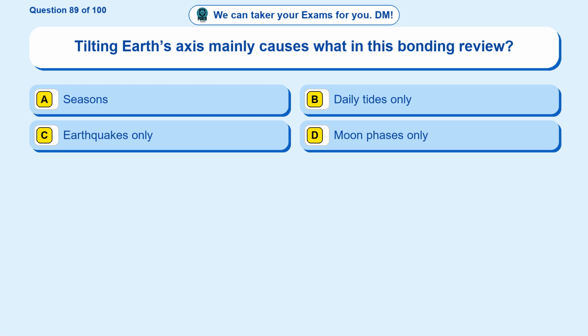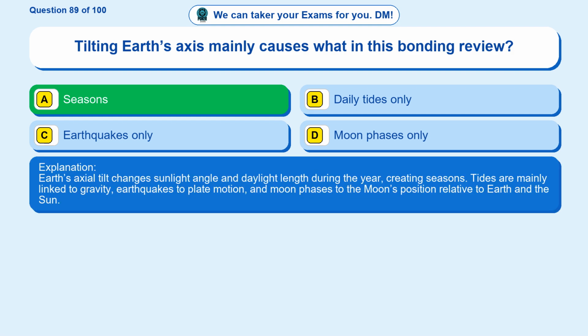Question 89. Tilting Earth's axis mainly causes what in this bonding review? Option A, seasons. Option B, daily tides only. Option C, earthquakes only. Option D, moon phases only. The correct answer is option A. Seasons. Earth's axial tilt changes sunlight angle and daylight length during the year, creating seasons. Tides are mainly linked to gravity, earthquakes to plate motion, and moon phases to the moon's position relative to Earth and the Sun.